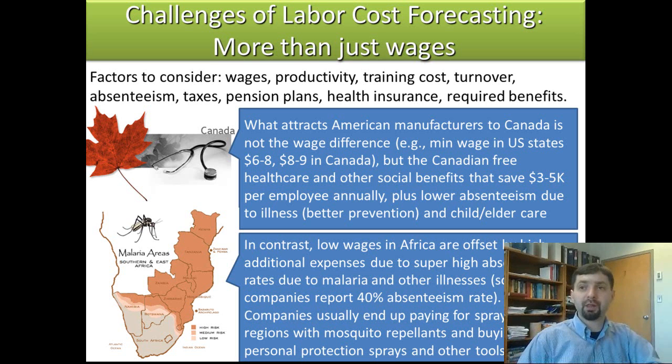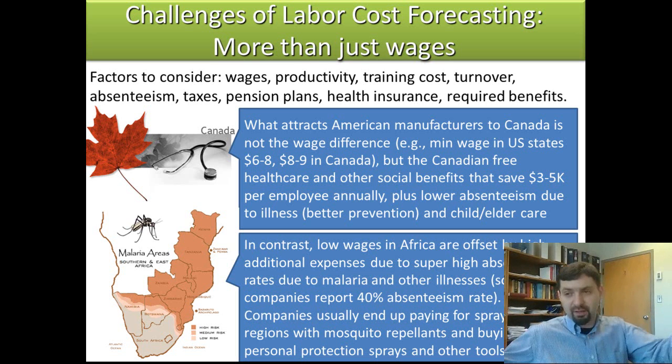Additionally, for example, when you go to Africa, due to malaria and some other widespread diseases, the absenteeism rate may easily be 40% or even higher, which means you have to hire almost twice as many people, just in case they get sick. And as I said, they do get sick a lot because of all those infectious diseases going on there. And so often that's a huge problem.